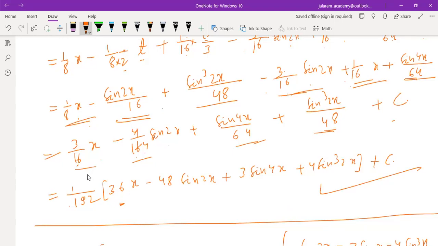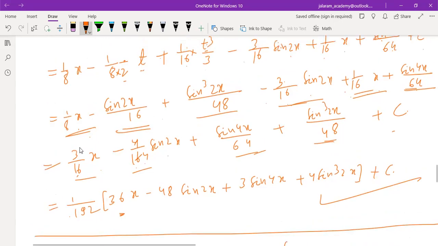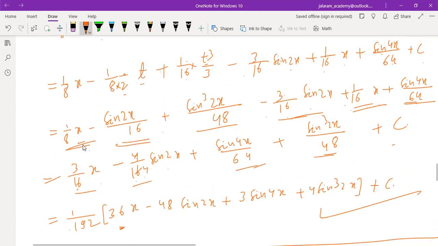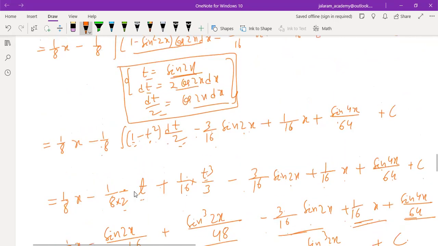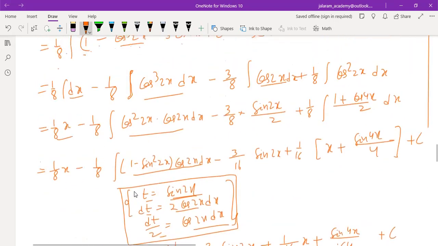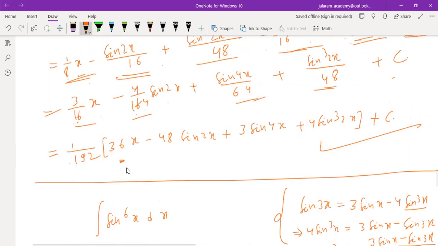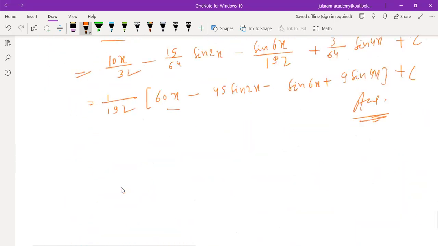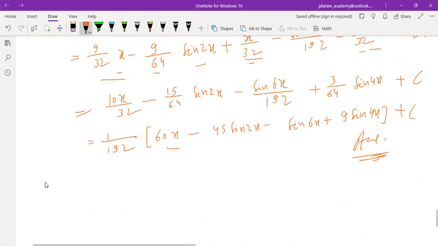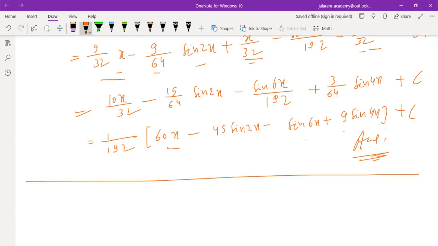So look at this. It is 1 by 16 plus 2 by 16, 3 by 16. So for that it must also be 60x, otherwise this is wrong. 60x minus 45 sin 2x minus sin 6x plus 9 sin 4x plus c.